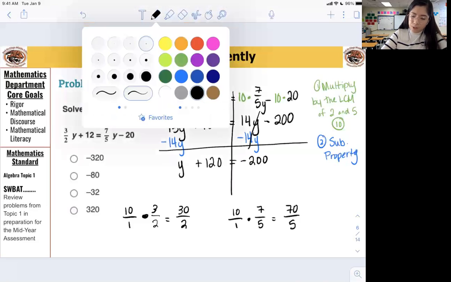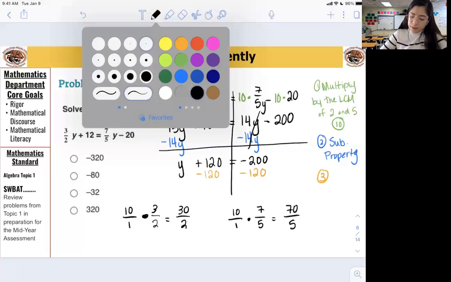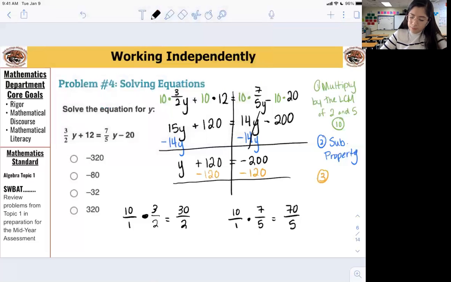All right, so I should only have one more step. What's my last step? Subtract 120. Good. Minus 120 on both sides. So what is it? Negative 320. Here's the question: we're not dividing, we're subtracting, my bad.